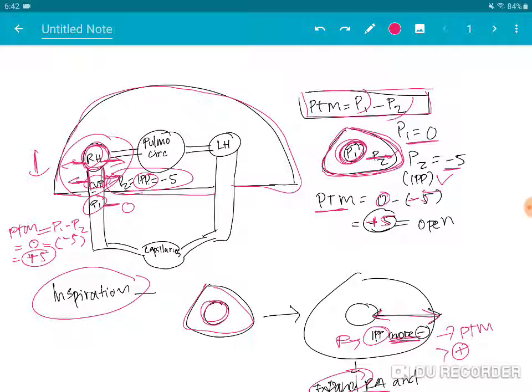And one thing I want to let you know is that during inspiration, the IPP will have a more negative value, right? Because of the expansion of the chest wall. It doesn't affect anything here because the IPP value only matters in the chest wall. Okay.